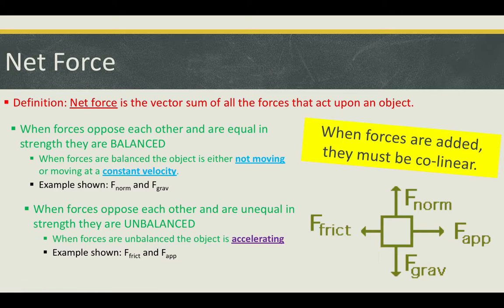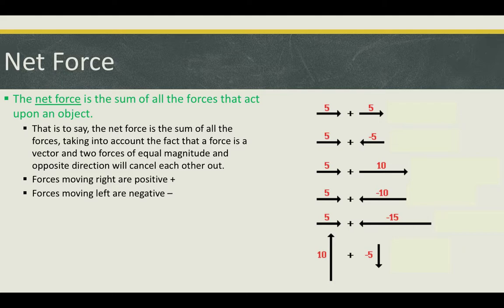Let's look at a few examples so you get a feel for how to come up with net force. It's easier than some of the other things we've done, so that's a good thing. In this example, we're going to use the convention we've used so far, where forces acting to the right are positive, and forces acting to the left are negative. In this first one, we have 5 to the right plus 5 to the right. Both values are positive, so positive 5 plus positive 5 gives us a net force of positive 10. That's logical. If we have two forces pushing to the right that are each 5, then the resulting force to the right would be 10.